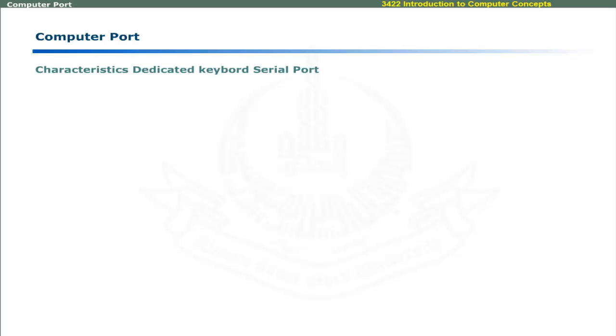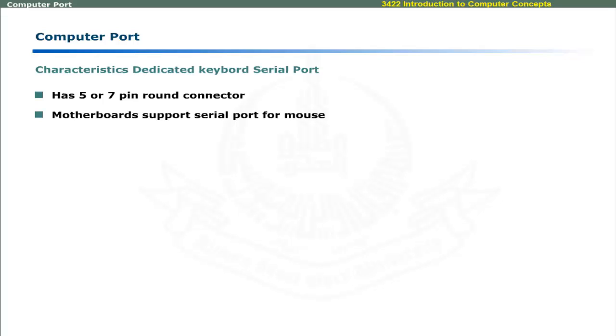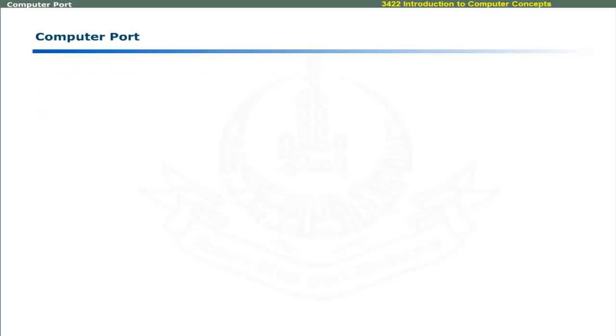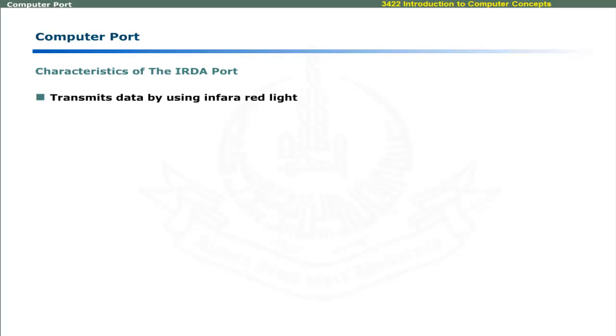Dedicated keyboard serial port has a 5-pin or 7-pin round connector for the keyboard. Modern motherboards also support a dedicated serial port for the mouse. IrDA port or infrared port can transmit data by using infrared light waves. It works within a few feet distance.